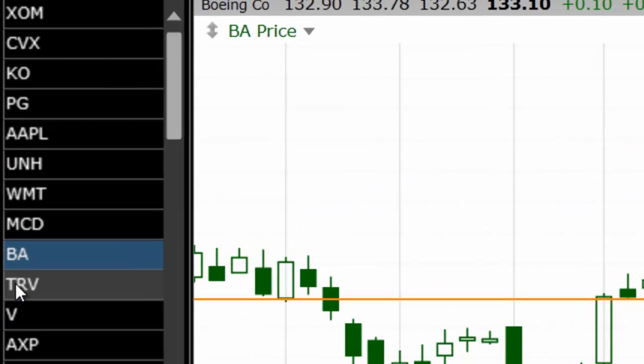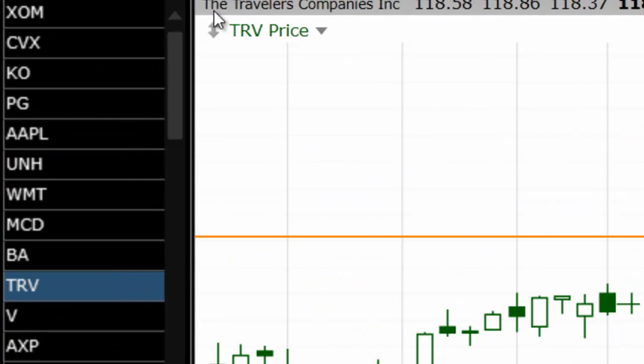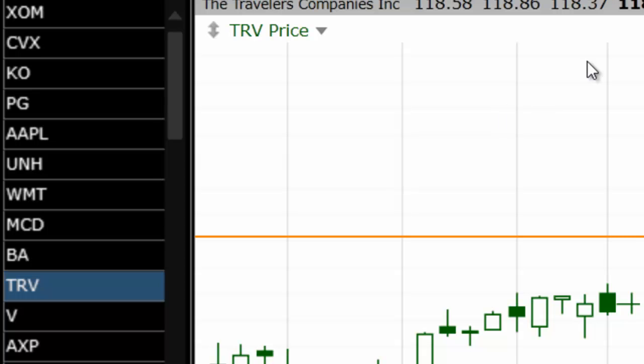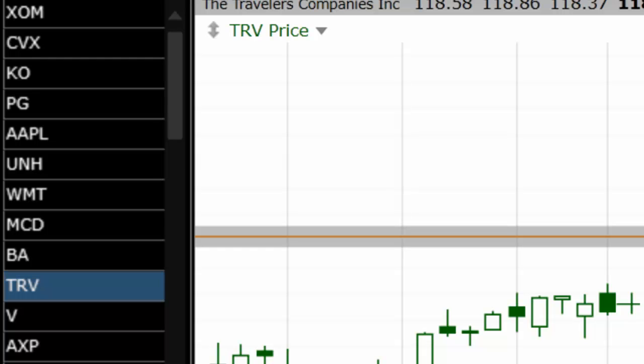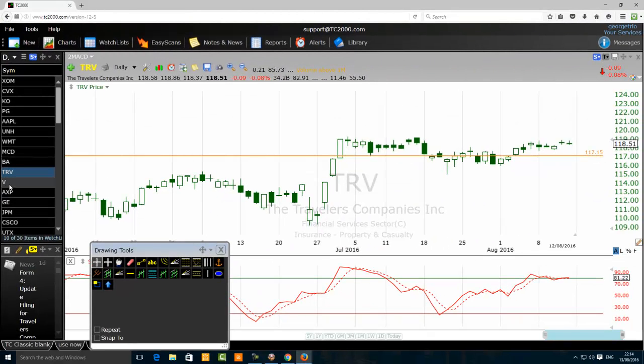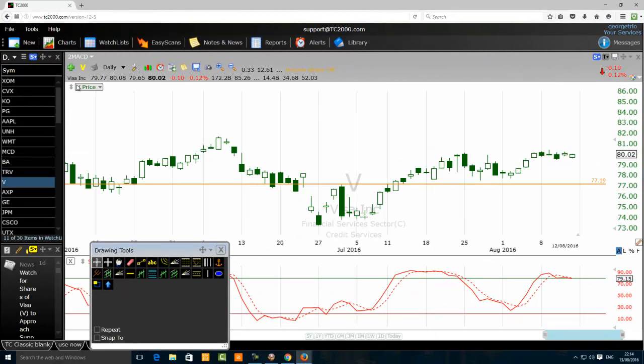The next component is Travelers Companies Incorporated. The ticker is TRV, Tango Romeo Victor. The short-term equilibrium price level, or the short-term technical fair value that day traders and swing traders must watch for the next 2 weeks or so, is at 117.15.